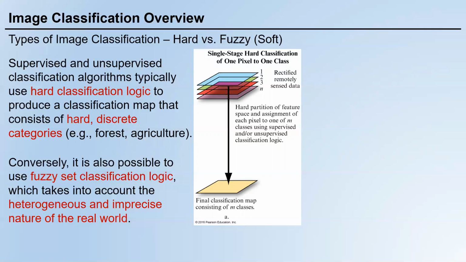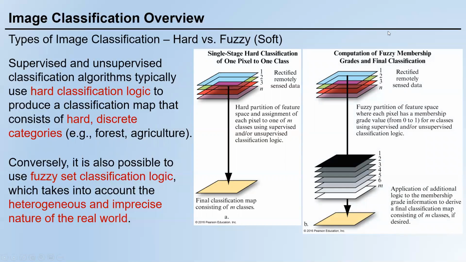So it's more likely that within each pixel, the land cover type is very complex. There are multiple land cover types. So this is what we do: we use fuzzy membership grades. What does it mean? After the classification, we still want to have M classes, and each pixel has a membership grade for each class. This membership grade is usually from 0 to 1, and you can consider this value as the probability of a pixel being that class.